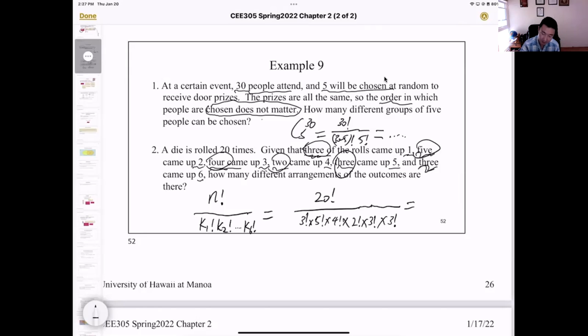During the test, you can easily use your calculator to do this kind of calculation. You don't need to expand that. So the final answer for this question is 1.955 times 10 to the power of 12 ways.